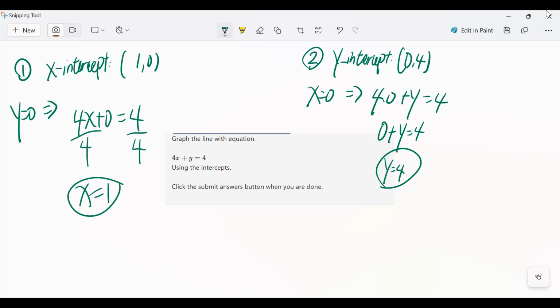From there, we're just going to start plotting using those two intercepts. The x-intercept is located on the x-axis. The first one will be 1, 0. And the other one is 0, 4: 1, 2, 3. And then connect them, extending in both directions.